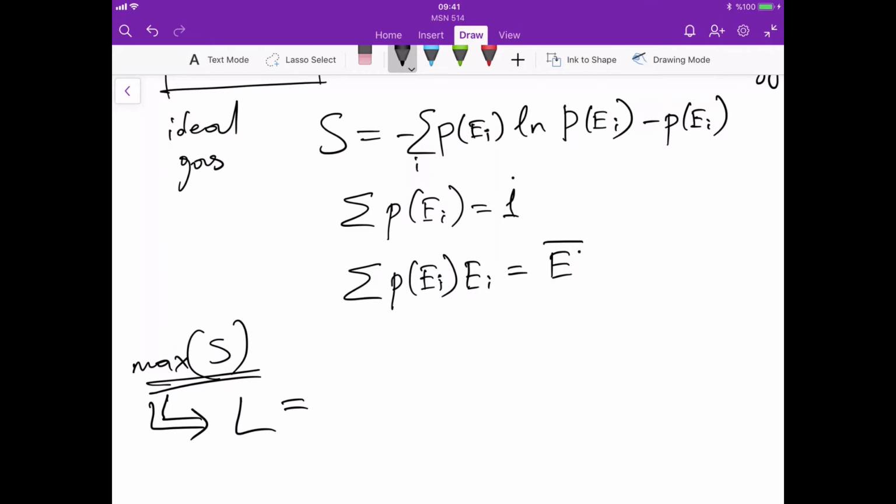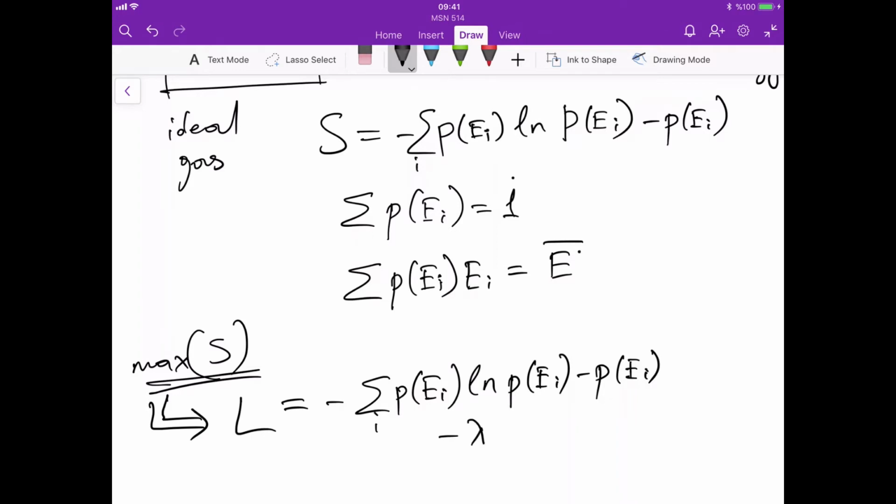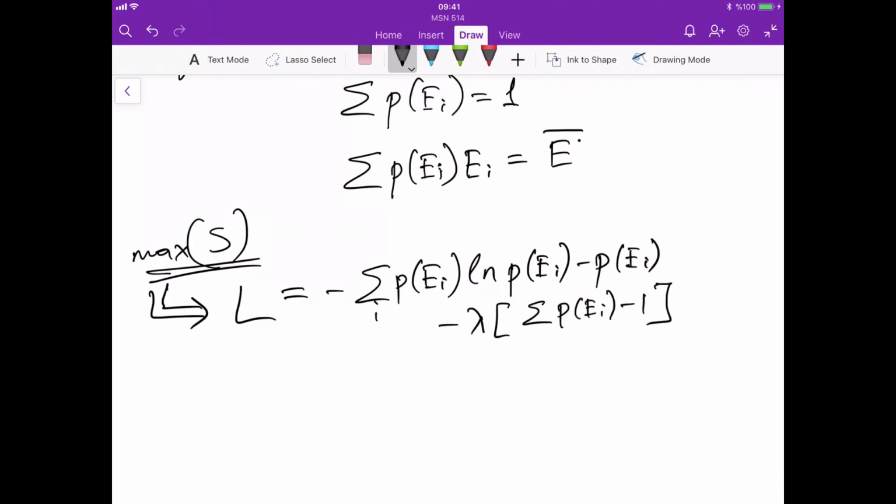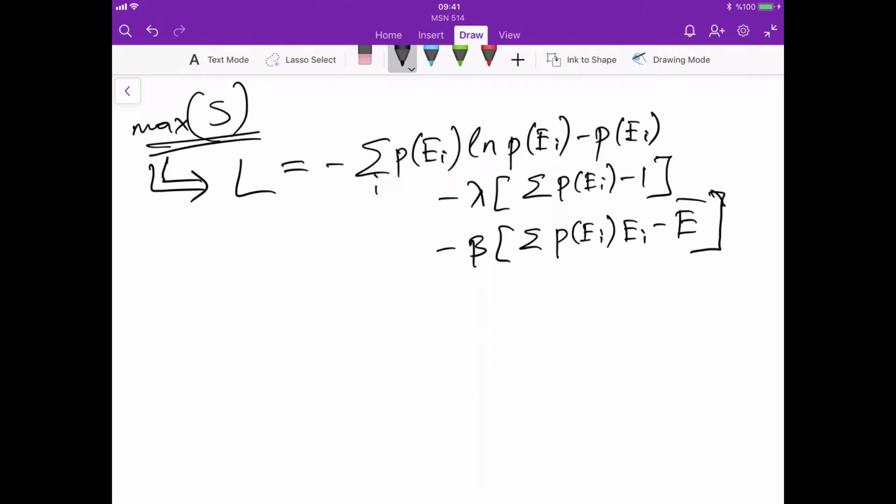Okay, let's write down the Lagrangian. Now we have two constraints, so we need two coefficients, right? So I have minus lambda times this. Do you agree? And I also have minus beta times this. Do you agree? Everyone? Yes? So now let's take the derivative with respect to what? Energy. Okay, sorry.